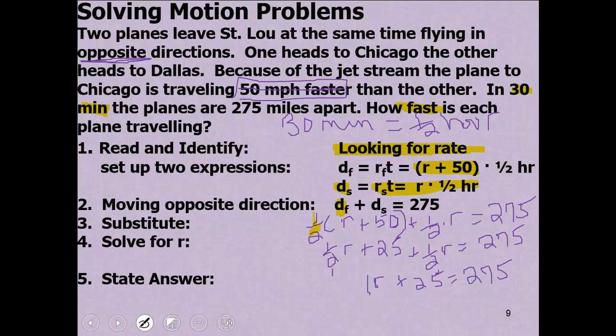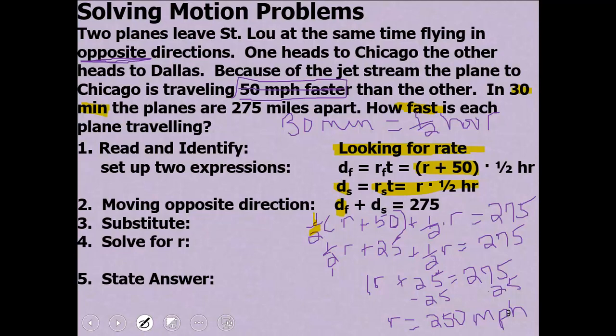Then I'm going to subtract 25, and I'm going to get R is equal to 250. R is going to be in miles per hour. Because that's how we measure that kind of stuff. That's the normal thing. We wouldn't do it in miles per minute. We would do it in miles per hour.